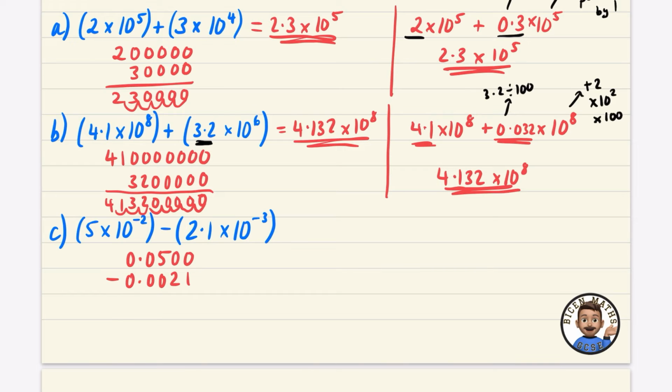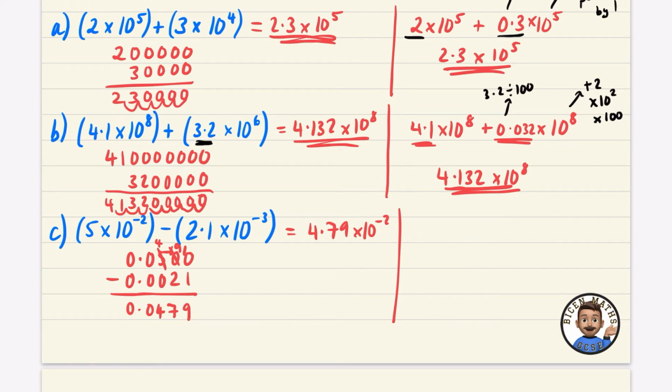So I'll fill in the gaps with zeros, I'll then do my subtraction. 5 becomes a 4 and carries to a 10. The 10 becomes a 9 and carries to a 10 over here. So 10 take away 1 is 9, 9 take away 2 is 7, and then I have 4 take away 0, and I have a 0 and a 0 here. So in standard form, it's going to be 4.79, and the decimal point has moved back 2 spaces, or there's 2 zeros, times 10 to the power of minus 2.